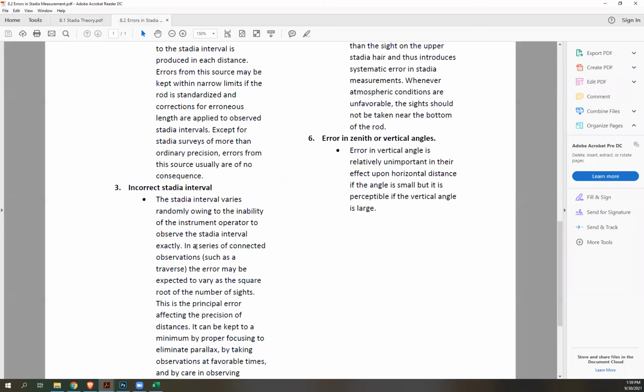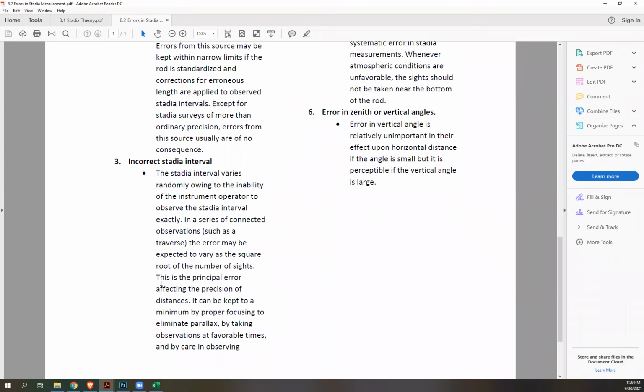In a series of connected observations, such as a traverse, the error may be expected to vary as the square root of the number of sights. So error is directly proportional to the number of sights squared. For example, if you took sight readings 5 times, then your error is proportional to 5 squared, which is 25, or a percentage of that is your error. So this is the principal error affecting the precision of distances.